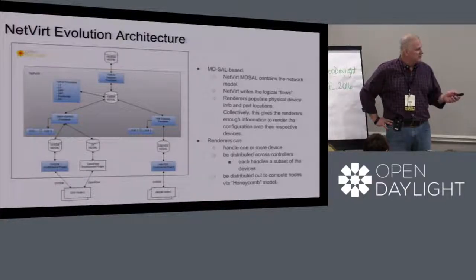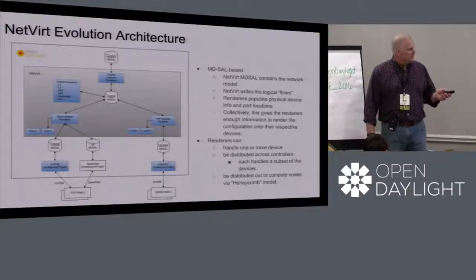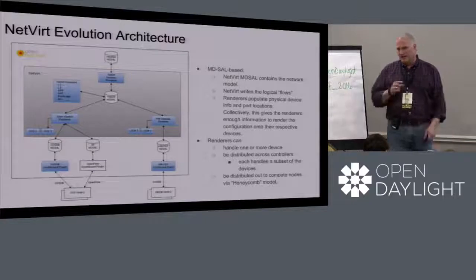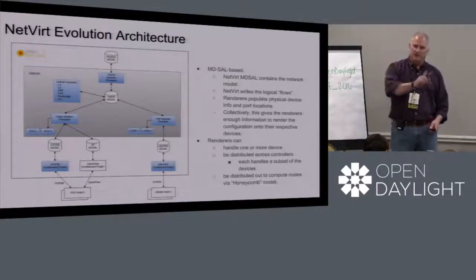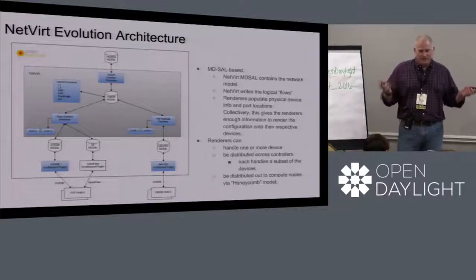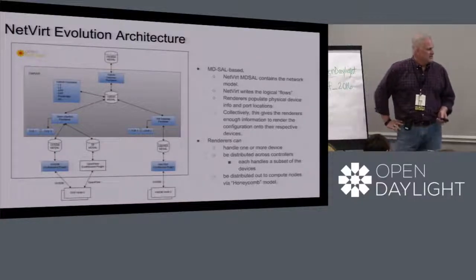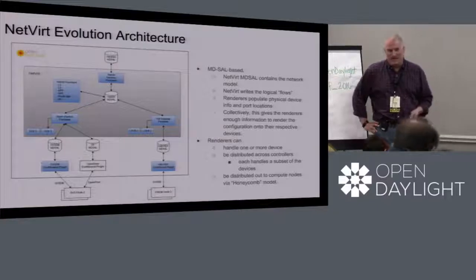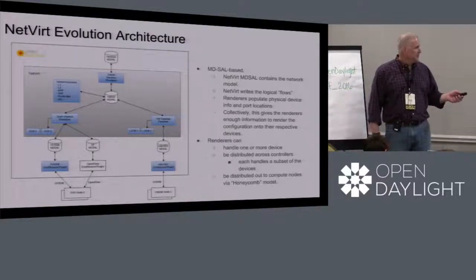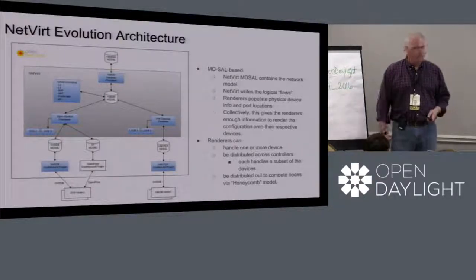The thought is that each renderer type can handle one or more devices. Because we're based on this MD-SAL model within a cluster, you can have renderers on different nodes in the cluster. Each of them may be handling some subset of the devices. So let's say you have three controllers. You could have each OVS renderer on the node handle a third of the devices to distribute the load. There's also the potential for, there's another session going on about honeycomb, to take this renderer and, using a honeycomb-like model, or honeycomb itself, put the renderer functionality out on the node and further distribute the functionality.